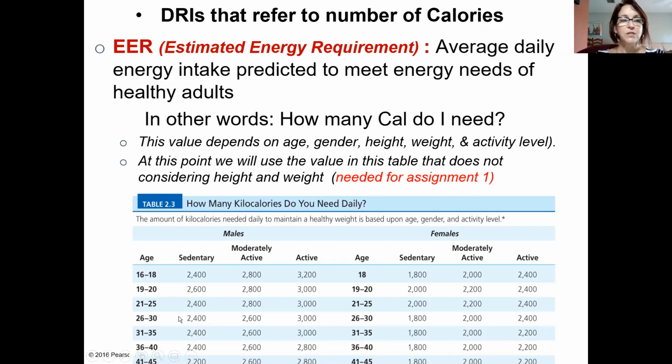So for example, let's suppose you are a female and you are 28 years old. So 28 years old is this age range, and then female, you try to find your value here, and there are 3 options depending on your level of activity. If you are a person that is not doing any exercise at all, then you choose this one. For example, I consider myself moderately active.